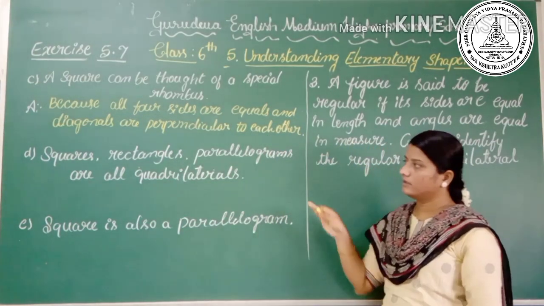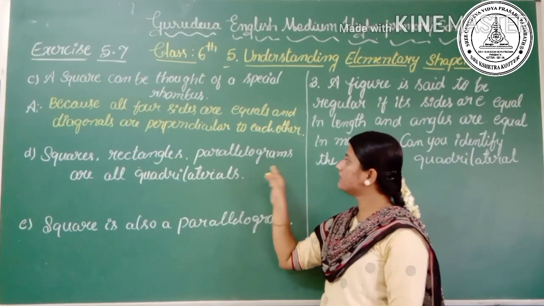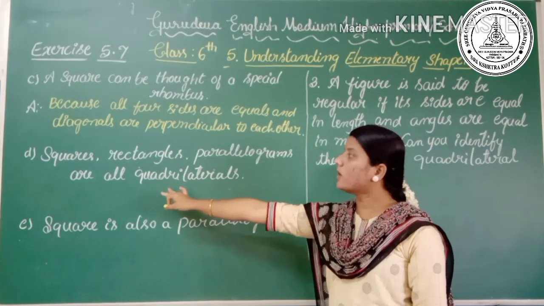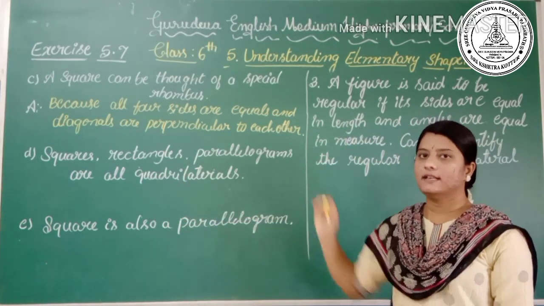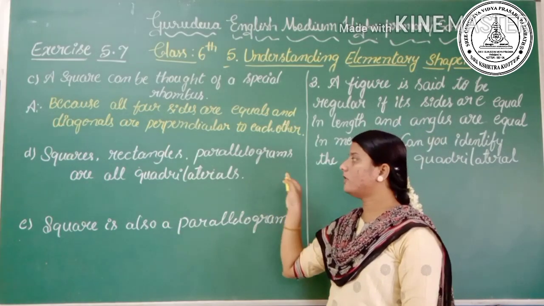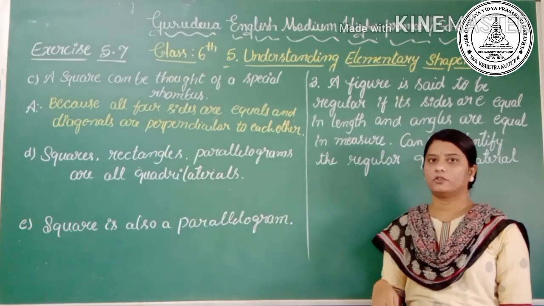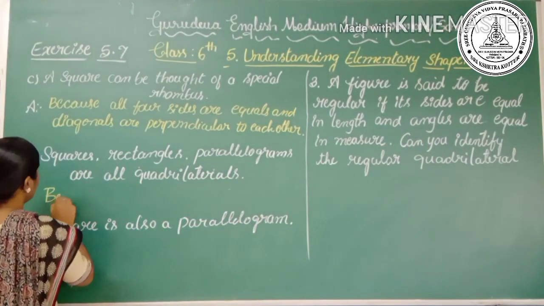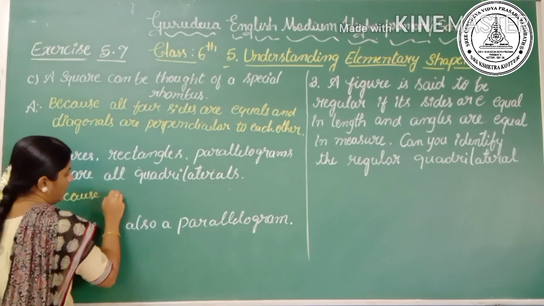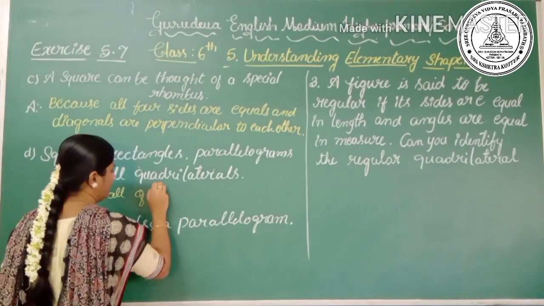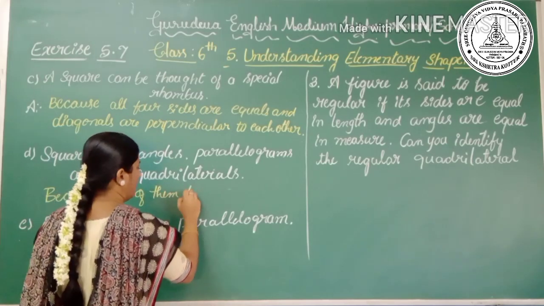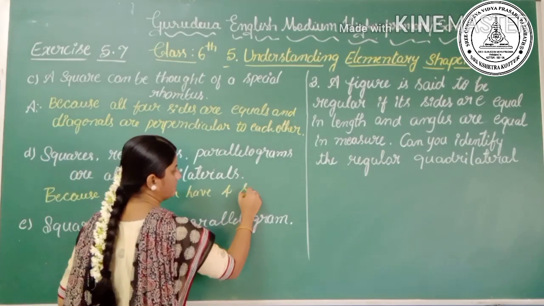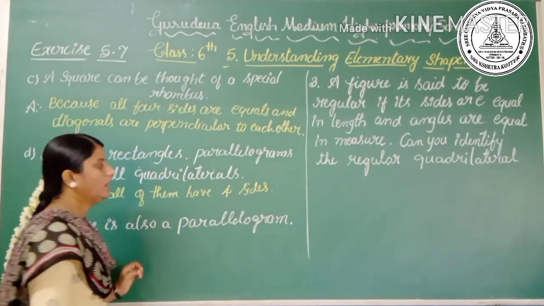Then D1: Squares, rectangles, parallelograms are all quadrilaterals. Yes, these are all made up of four line segments, right? Then these are all said to be quadrilaterals. Okay, then write the reason here: because all of them have four sides.